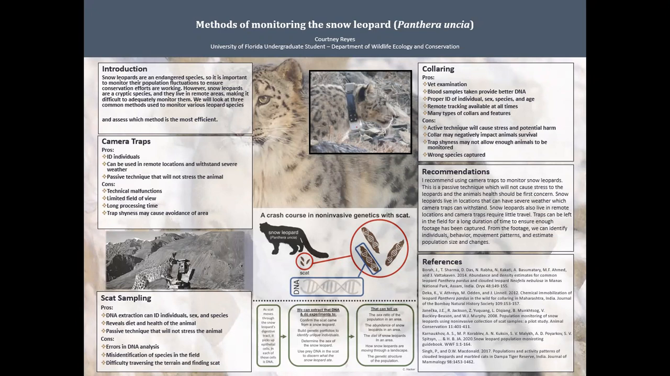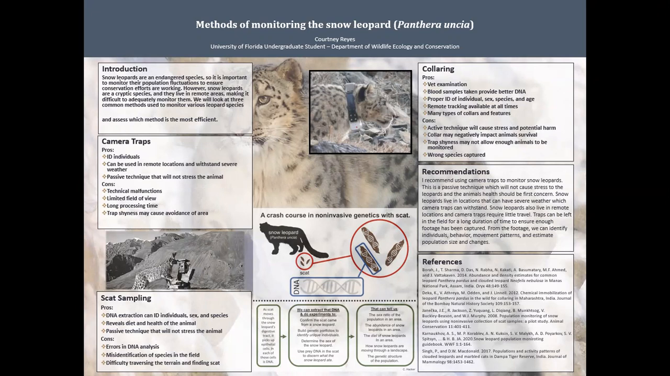There's also difficulty traversing the terrain and finding scat, as these snow leopards live in remote locations, and it can be very hot or it can be snowy depending on where they are and the time of year. The last method we'll look at is collaring. Some pros to this method are that you can have a vet examine the animal once it's tranquilized. If there are any health problems with the animal, it can be taken care of.